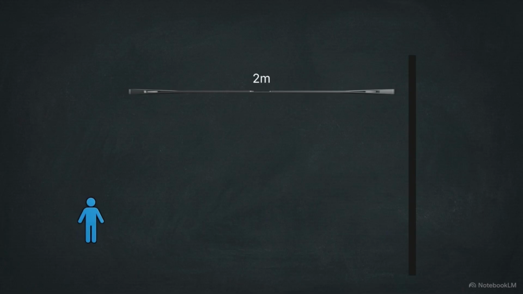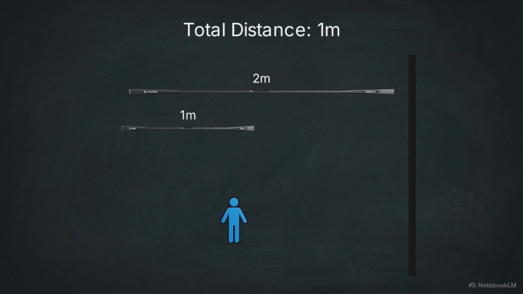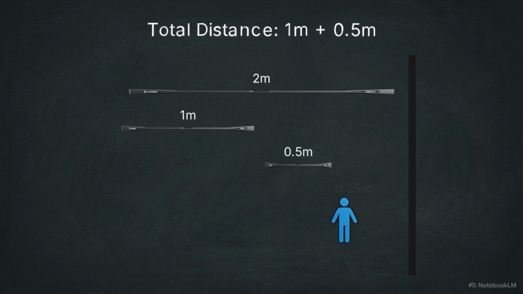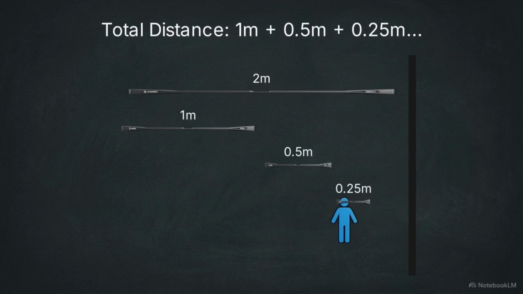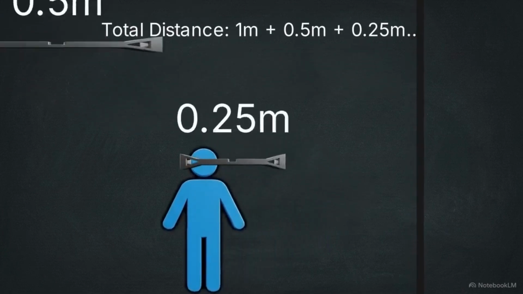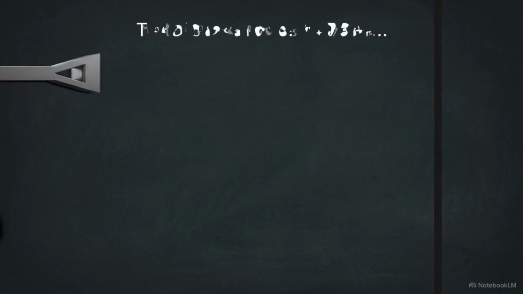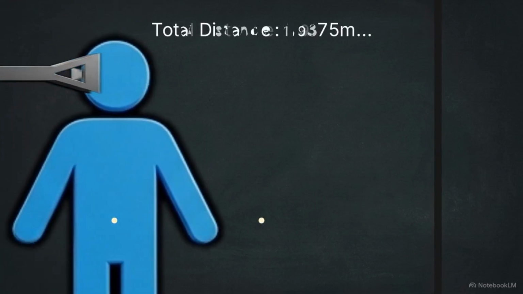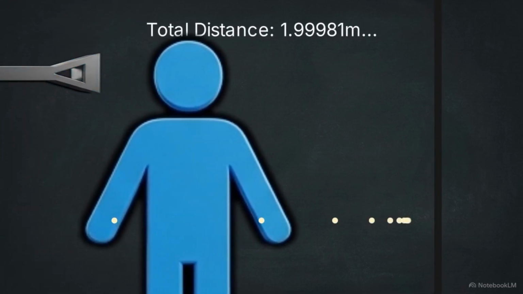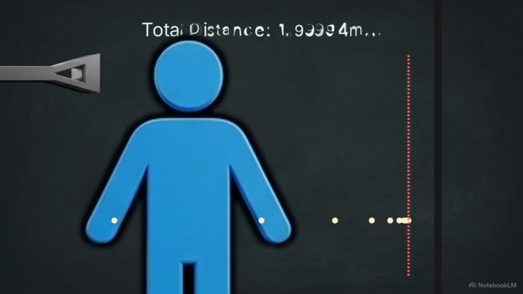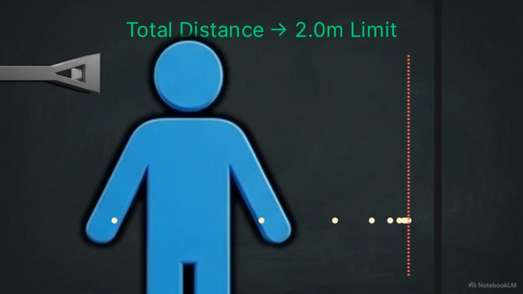Consider the wall analogy. You start exactly 2 meters from a wall. Each step you take covers exactly half of the remaining distance. Your first step moves you 1 meter forward. Because you only ever cover half of what is left, your next steps are 0.5 meters, then 0.25, and so on. As you add these distances together, the sum inches closer to 2, but it can never exceed it. You are adding an infinite number of steps, but they are contained within a 2-meter limit.